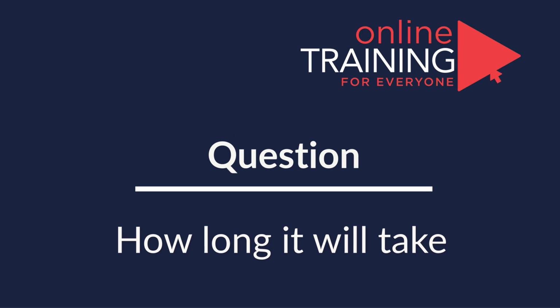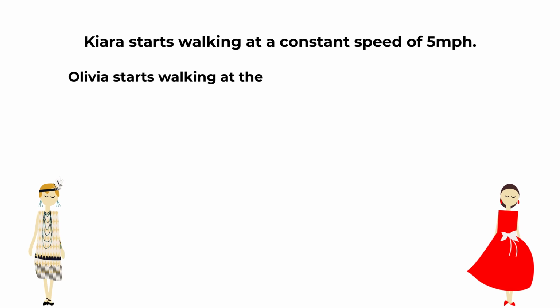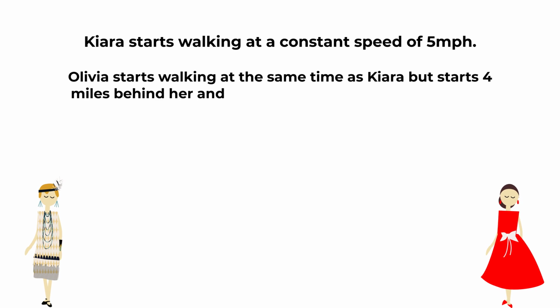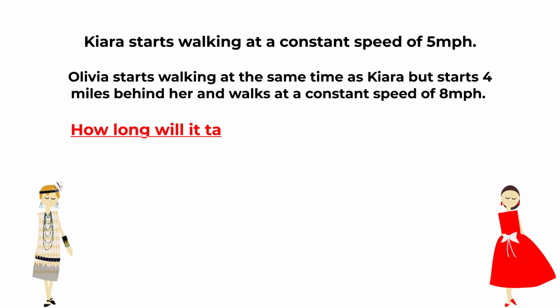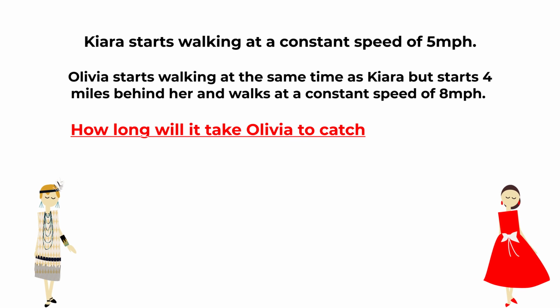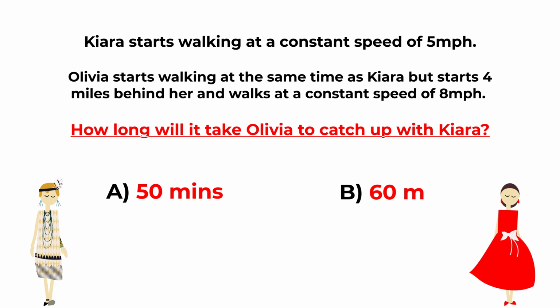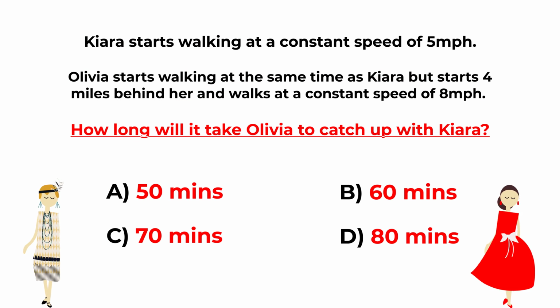Here's an interesting question we frequently see on the test. Kiara walks at a constant speed of 5 miles per hour. Olivia starts walking at the same time as Kiara, but starts 4 miles behind her and walks at a constant speed of 8 miles per hour. How long will it take for Kiara to catch up with Olivia? You're presented with 4 different choices. Choice A, 50 minutes. Choice B, 60 minutes. Choice C, 70 minutes. And choice D, 80 minutes.